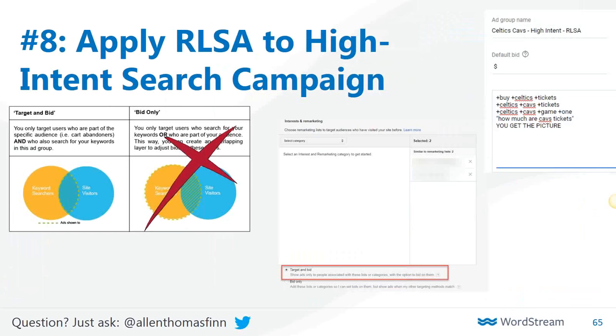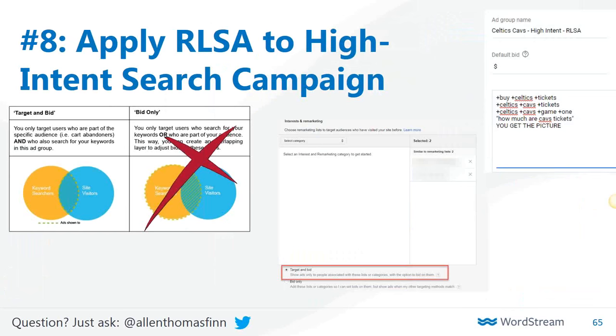This is where applying RLSA to high-intent search campaigns comes into play. Now, most advertisers who leverage RLSA use the strategy to increase or decrease bids on high-value or very expensive keywords. If I've already taken an action on your website, and I have proven that I have moved from the research phase into the buy phase, maybe you're willing to pay 5x for a click. And that's a totally valid and awesome strategy.